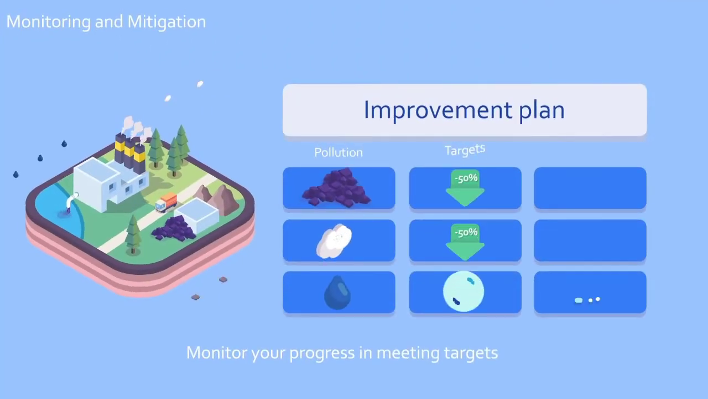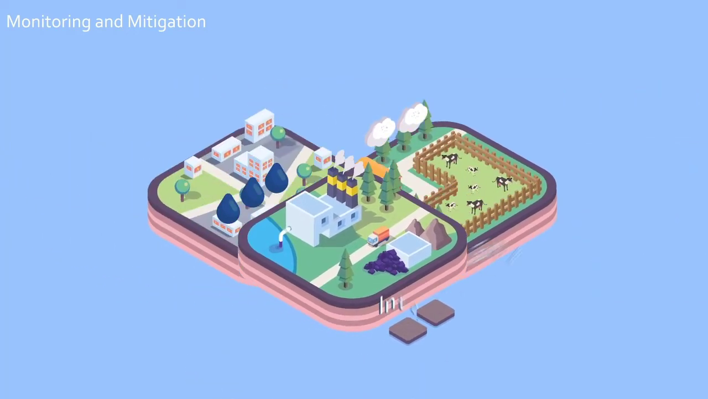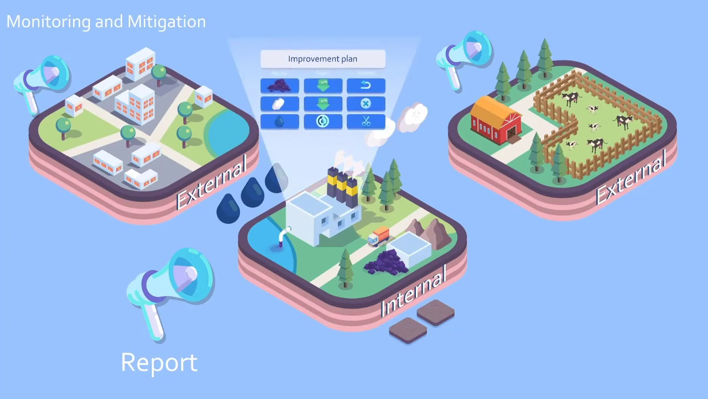Over time, monitor how much pollution you produce. Measure your progress in meeting your targets and adjust your strategy accordingly. Report on your progress to stakeholders who may be concerned or affected by your emissions. Provide data and describe your mitigation strategy.